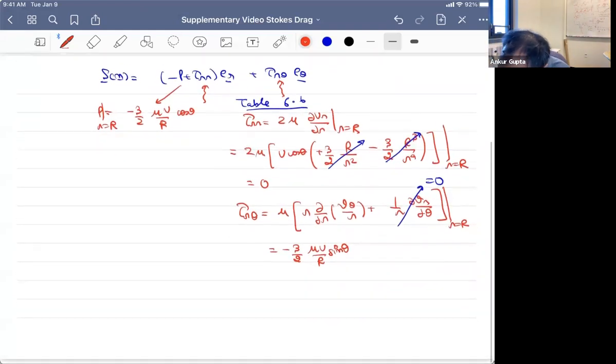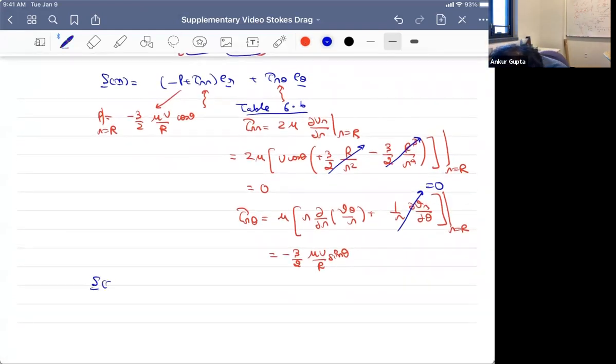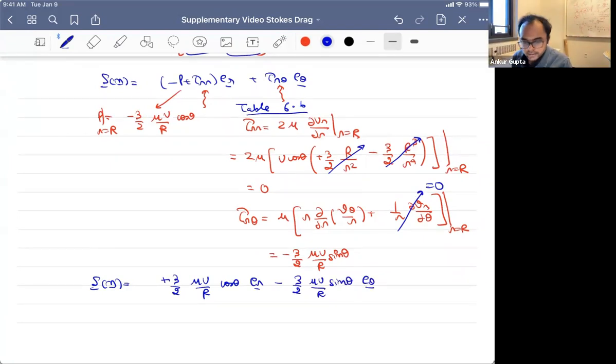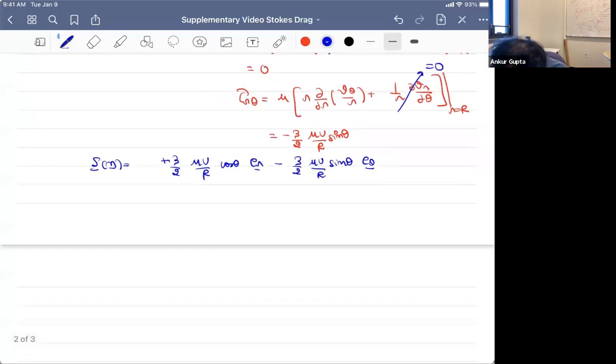Okay, so we have the stress vector now. The stress vector is minus 3 by 2 mu u by r cos theta er, and then minus 3 by 2 mu u by r sine theta e theta. Okay. The other way to write this is actually a little bit easier. You just take out this 3 by 2 mu u by r factor and write this as cos theta er minus sine theta e theta. Okay, so this is the value of the stress vector.